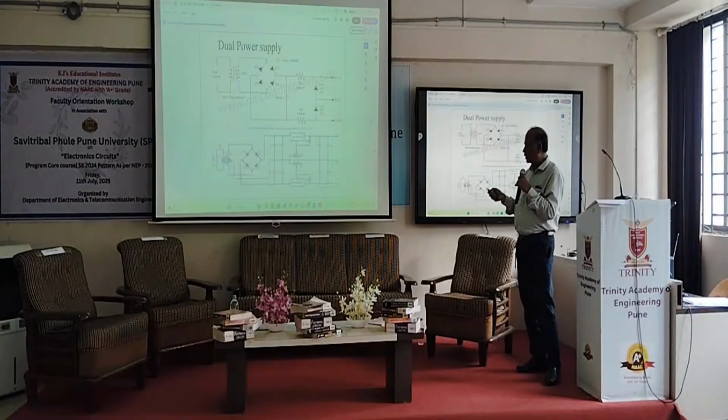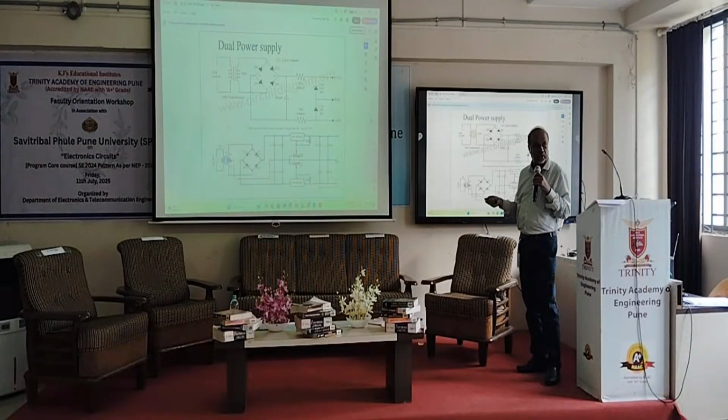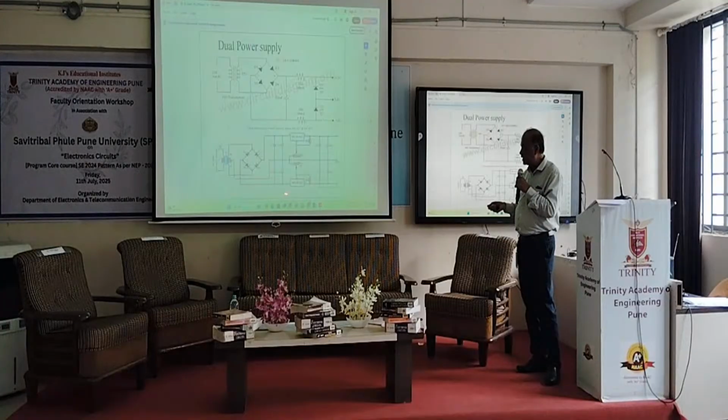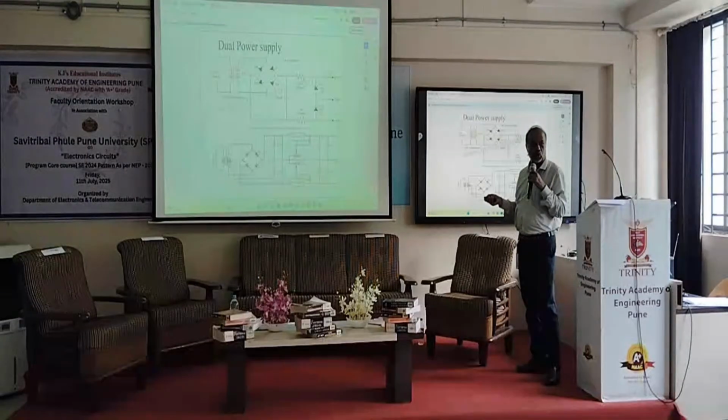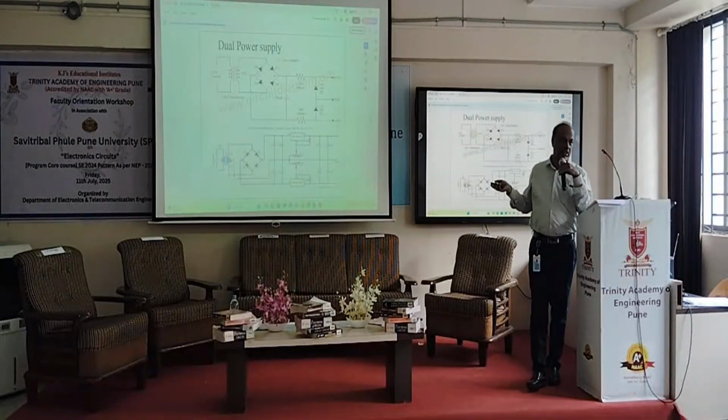Dual power supply also can be given as a case study, where we have two ICs used as 317 and 337. So 317 is a variable positive regulator and 337 is a negative variable IC regulator. So by using these two ICs, we can design a dual adjustable power supply. So this also is one particular circuit that can be built by students in the laboratory.